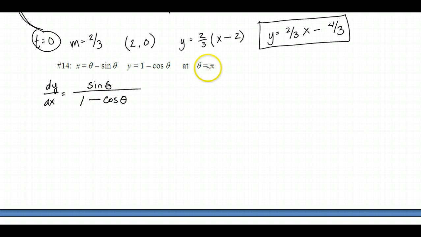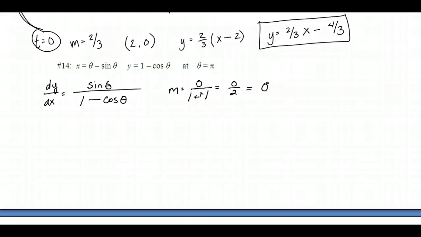In this situation, it's when theta is equal to pi. Therefore, our slope is sine of pi is 0. 1 minus cosine pi is 2. And really, I know we have 0 in the numerator, but we just have to ensure that the denominator is not 0. So we have 0 divided by 2. Great, that's not an indeterminate form. We have an answer of 0. So our slope is 0.